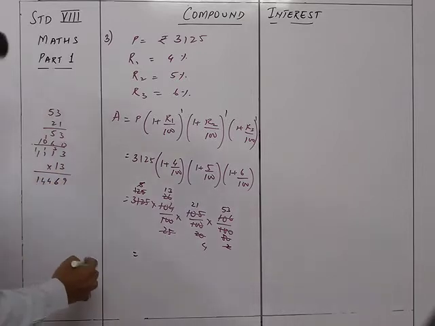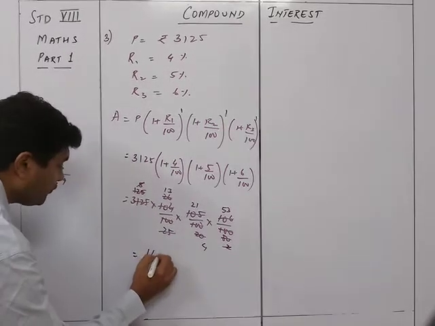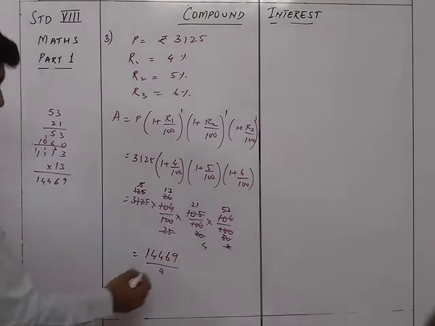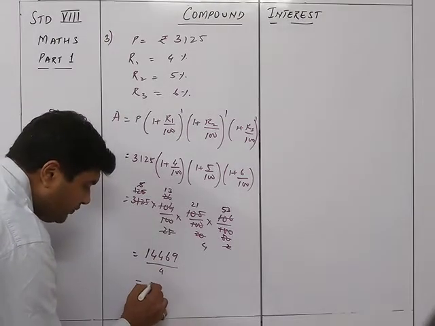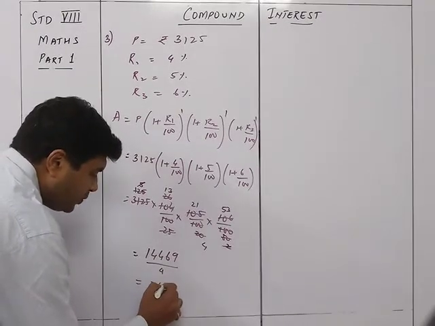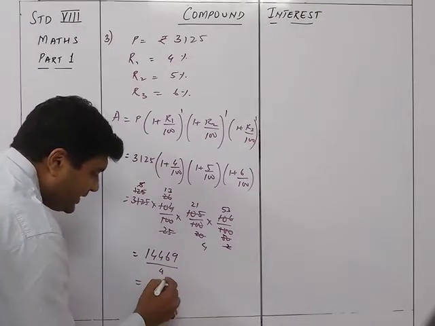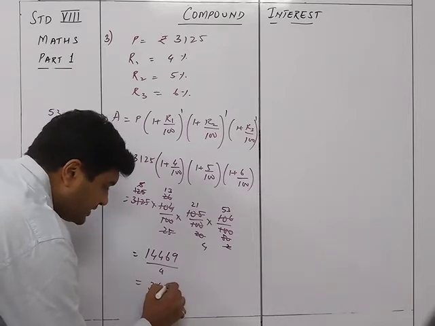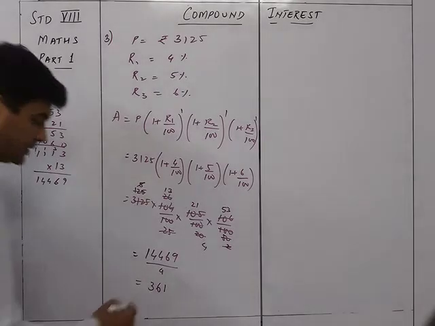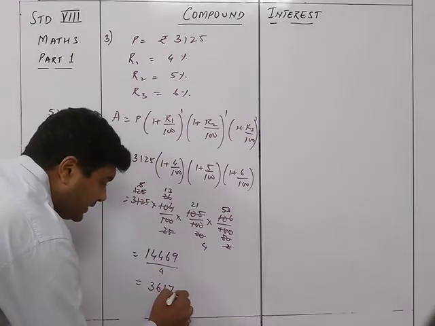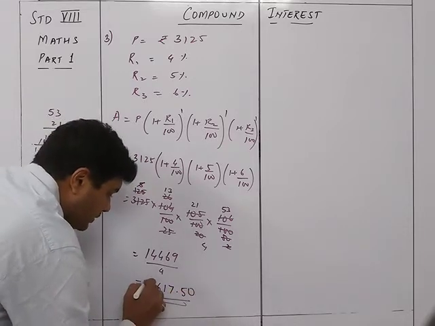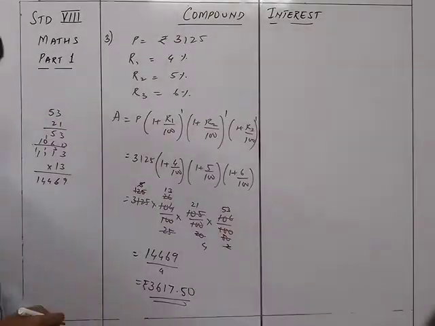Yeah, so this upon 4. So it is 14469 upon 4. That is 4 3s are 12, and then 24. 24 will be 6 4s are 24, and then 29 will be given as 7 4s are 28, and then 25. So we get the amount as this much.